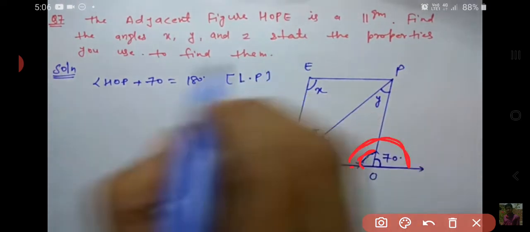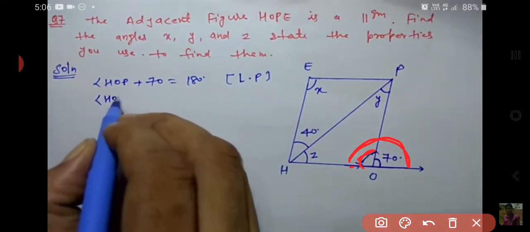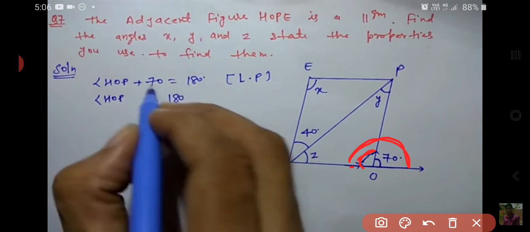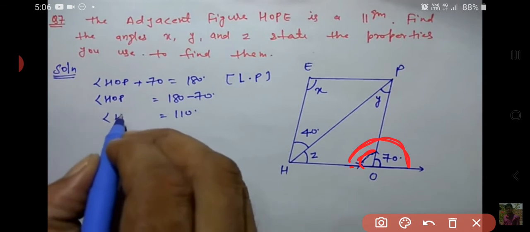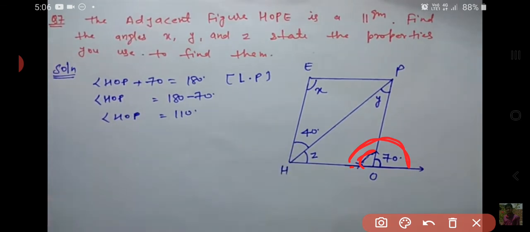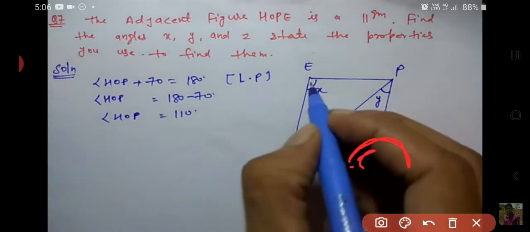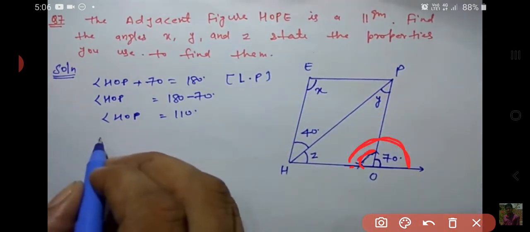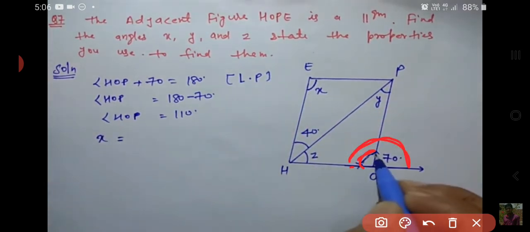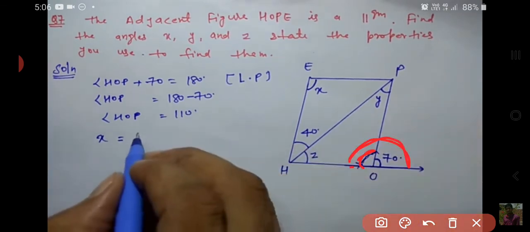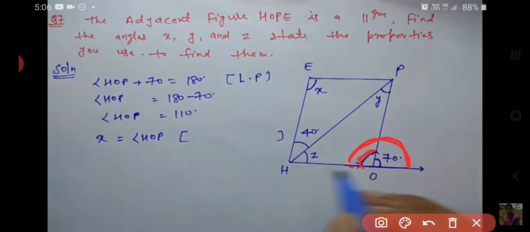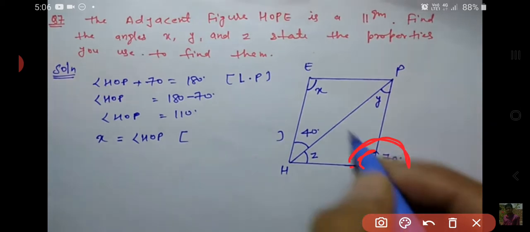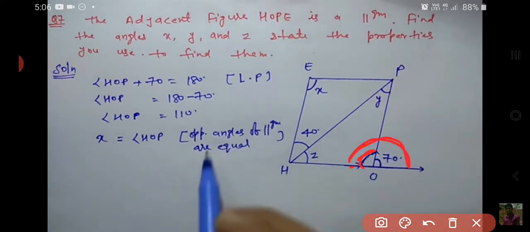Because of linear pair. Understand? Now HOP is equal to 180 minus 70, that is 110 degrees. So you know what this angle is. This is 110. Now angle X is equal to 110, because in a parallelogram opposite angles are equal. So if this is 110, then X is also 110.